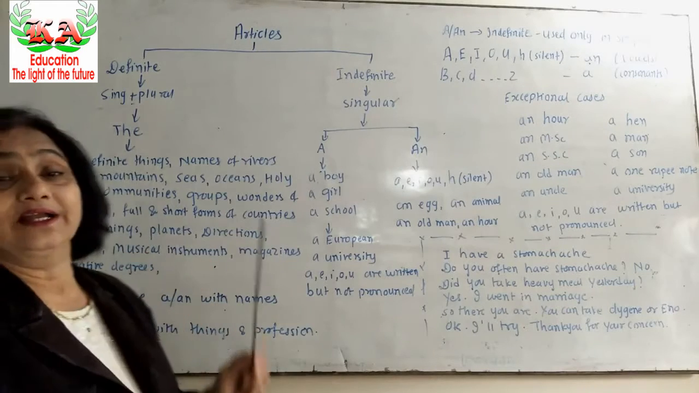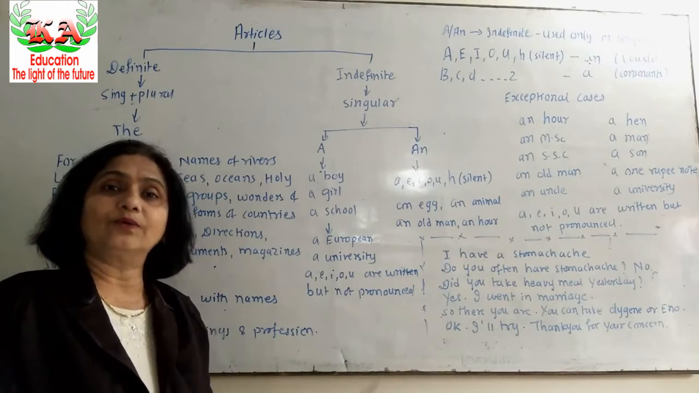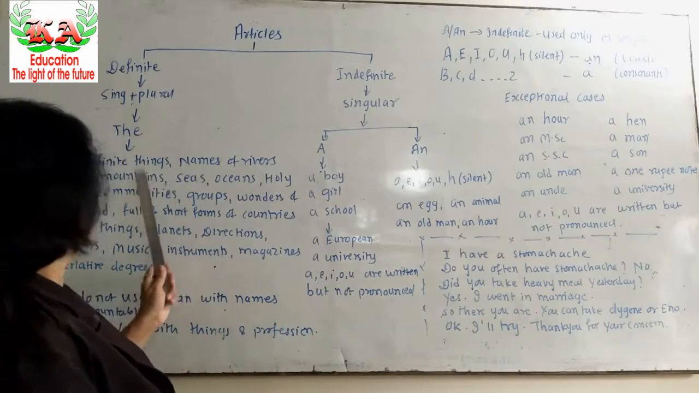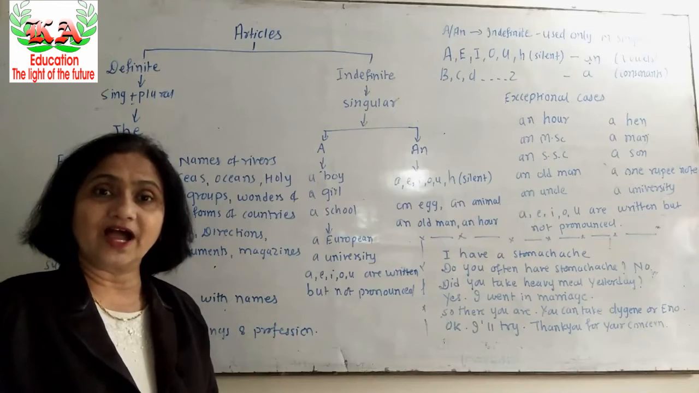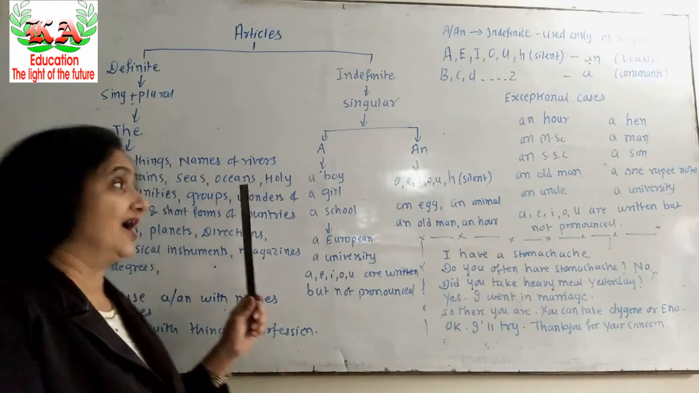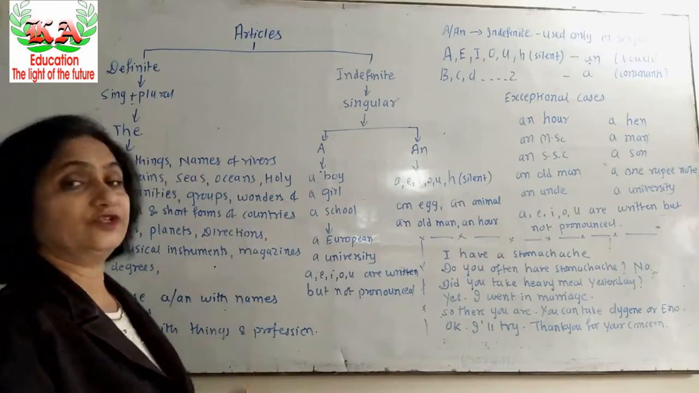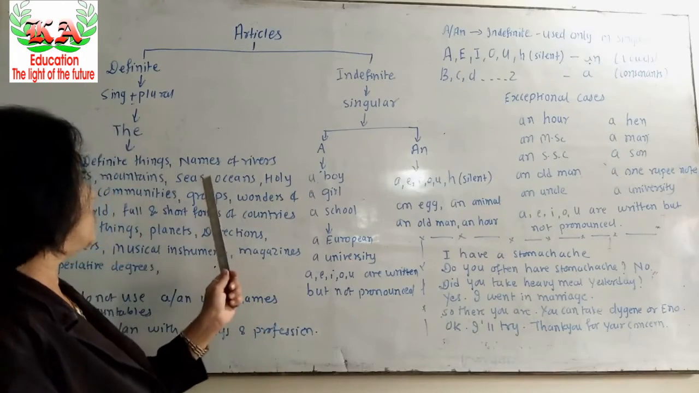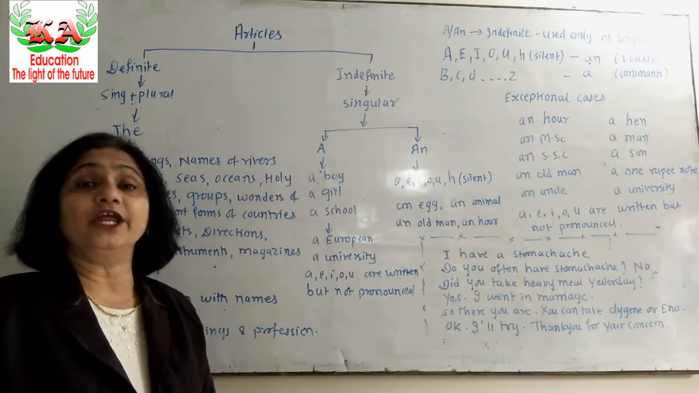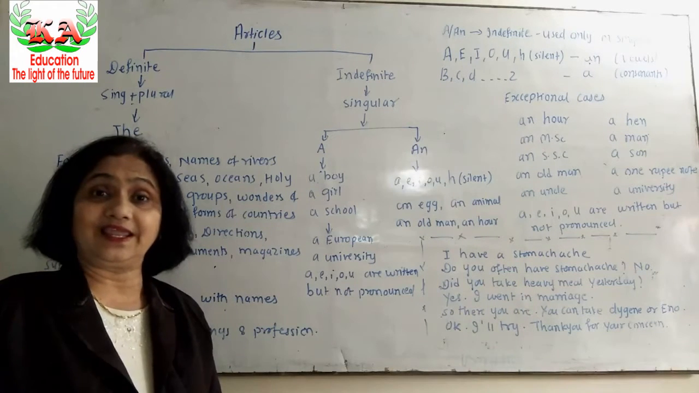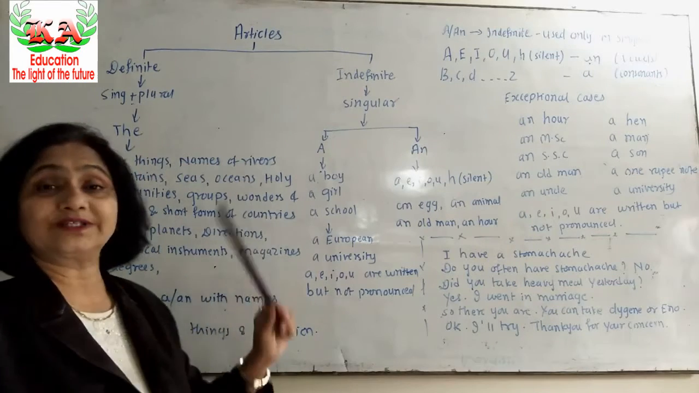With the lakes, the Dal Sarovar, the Naki Lake, the Dudhya Talav, and so on. With the mountains, the Mount Everest, the Himalayas, the Kanchenjunga, the Western Ghats. So with all the mountains we use the. With oceans and seas, the Pacific Ocean, the Indian Ocean, the Dead Sea, the Atlantic Ocean. So with all the oceans we use the.